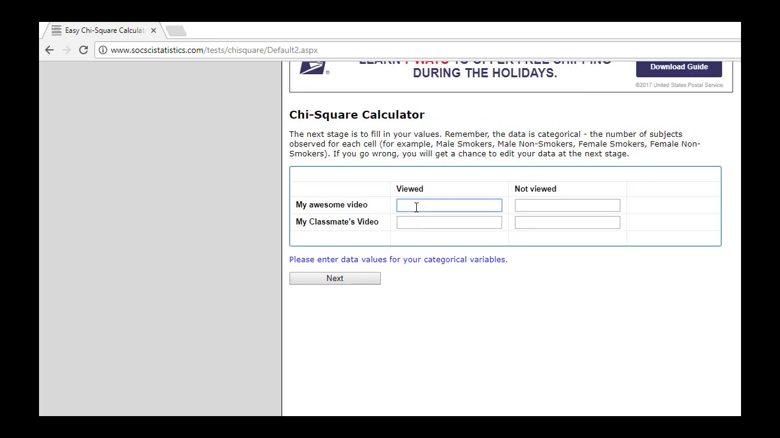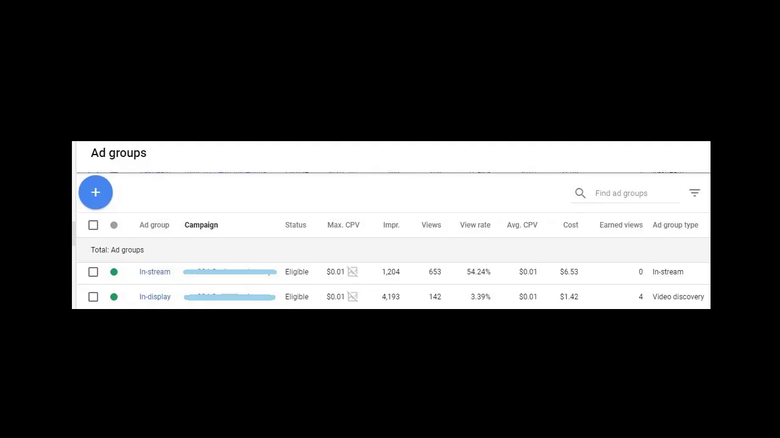To get those values, we need to go over to AdWords and take a look at what those values are as far as how our campaign has run. To find this data, click on the Ad Groups tab on the left of your AdWords account. And what you'll get is the two groups here for the in-stream or the in-display, also called video discovery, and you'll get that data for your particular campaign. It will show you the maximum cost per view that you had input. In this particular case, if it's 1 penny, then the average cost per view will also be 1 penny.